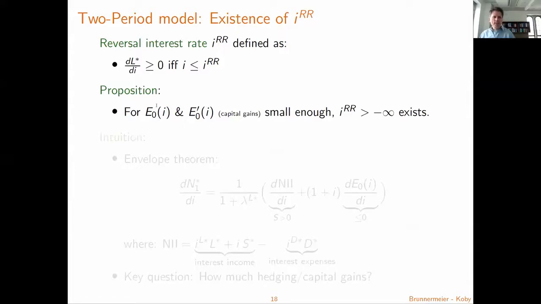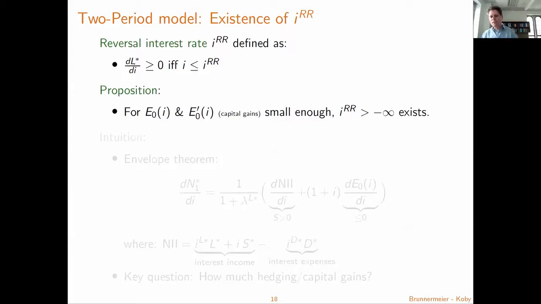So the first result essentially: does such a reversal interest rate exist? If you go below the reversal interest rate, then the interest rate cut becomes contractionary. So if your interest rate is below the reversal interest rate, another decline in the interest rate will actually lead to a decline in loans. Contractionary means it reduces the total amount of lending.